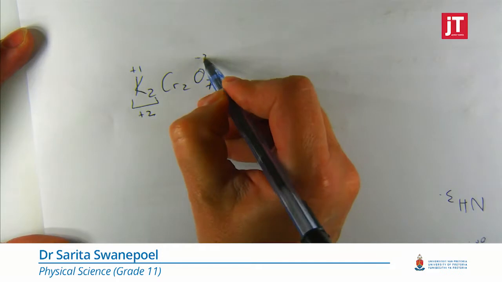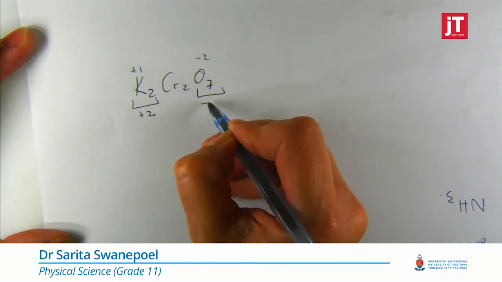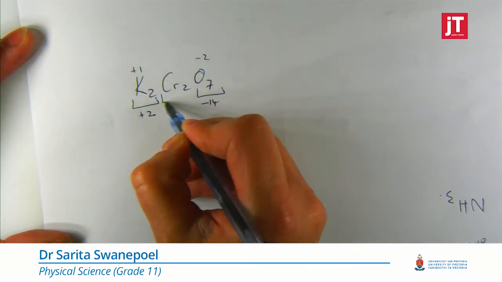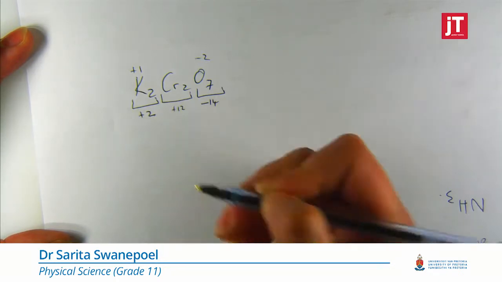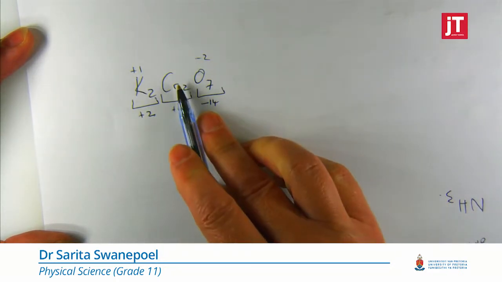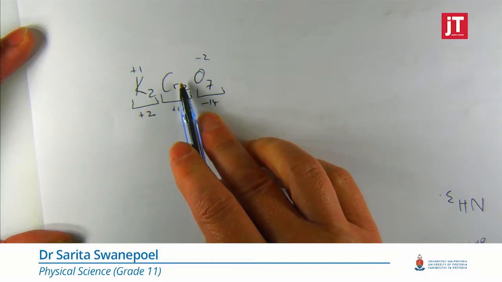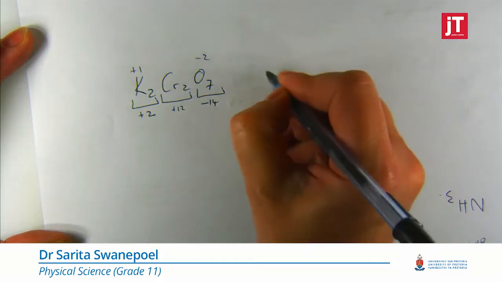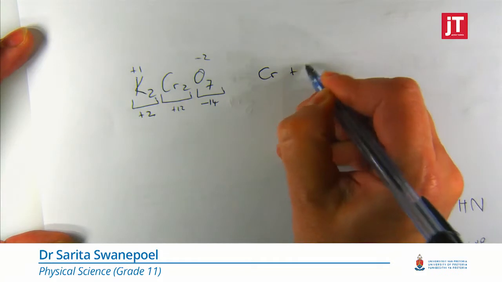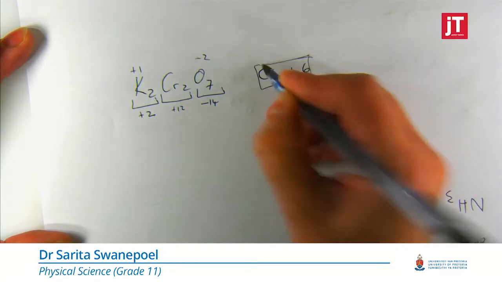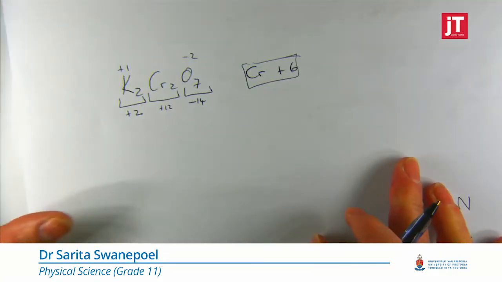Oxygen is -2, so together they are -14. So what do I need? I need a +12. But there are 2 chrome atoms. So 2 chrome atoms, what will each one be? So every single chrome will be a +6. So 1 chrome +6.